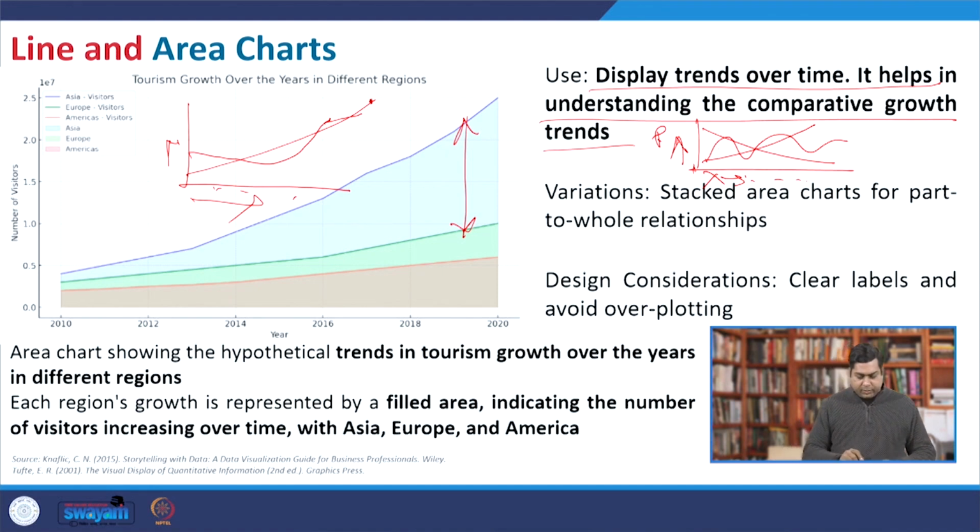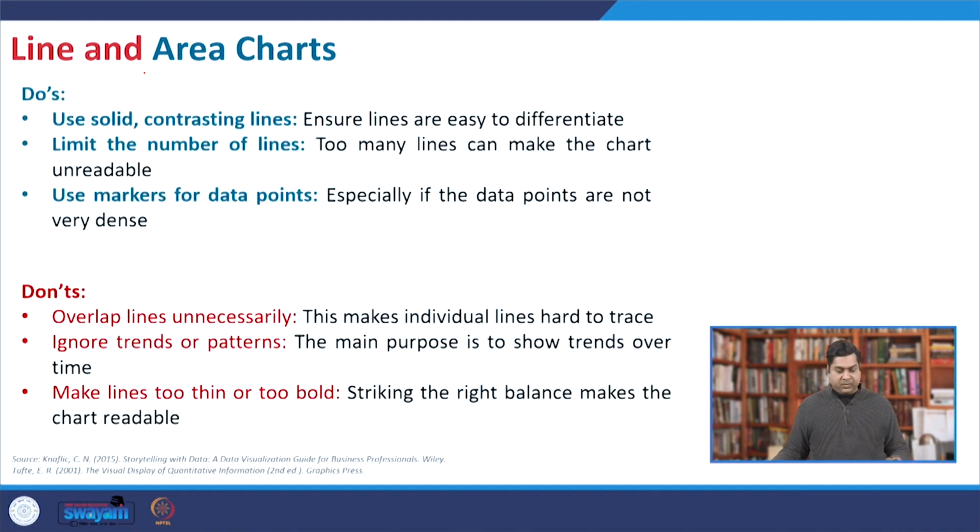So, in this case also, the hypothetical example taken is the trends in tourism growth over 3 years in different regions, and for that different shades are taken into consideration. So, in this case Asia, Europe and America. These are 3 broad geographical areas considered, from 2010 to 20, and here you can see that the maximum growth happened in Asia, followed by Europe and then America. So, then you can effectively use the legends to represent it.